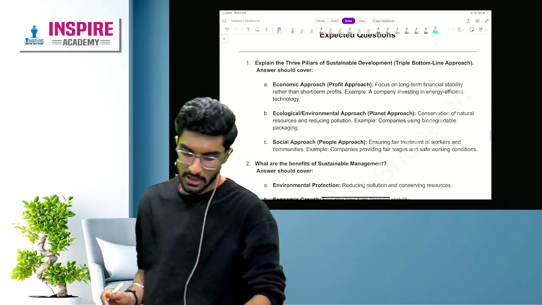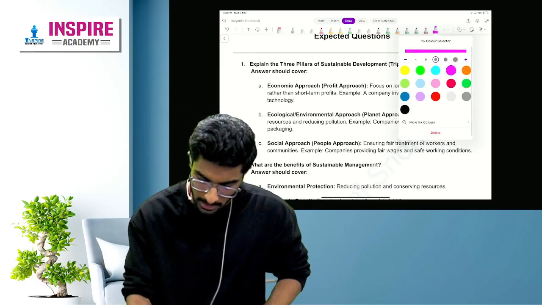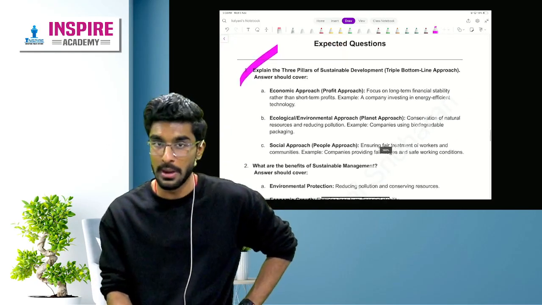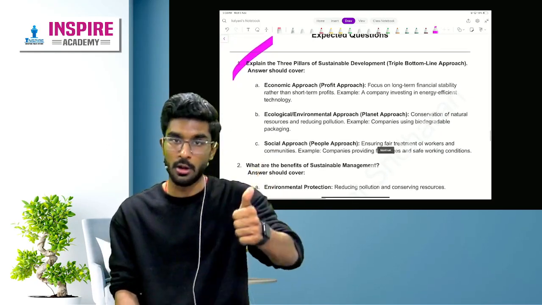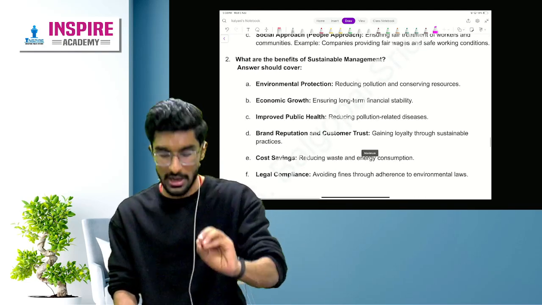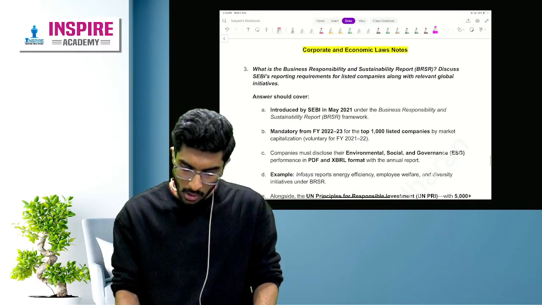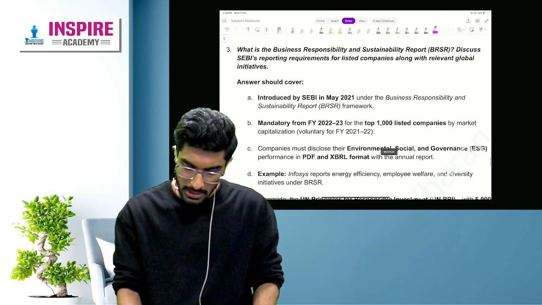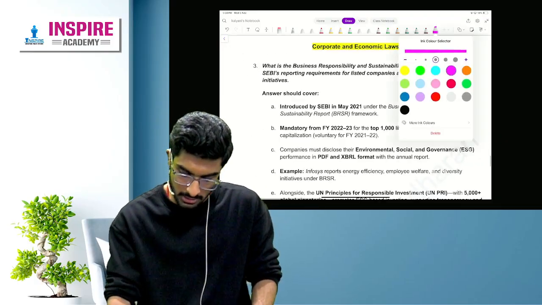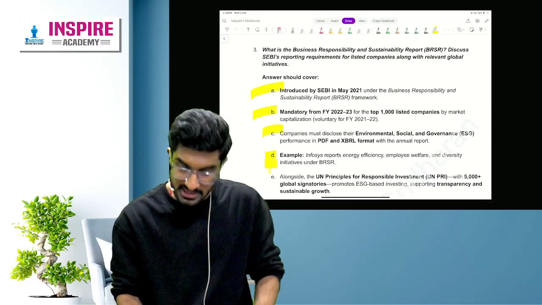So questions can be asked in the exam. Explain the 3 pillars of, definitely this question can be asked. Mark it with a star. Explain the 3 pillars of sustainable development, the triple bottom line approach. You have to mention economic, environmental and social. Then, people, what are the benefits of sustainable management? You have to mention all these aspects. And last is, what is the BRSR report? Discuss SEBI's reporting requirement for listed companies along with relevant global initiatives. Here you have to write this answer completely. Same answer, you have to write it down.